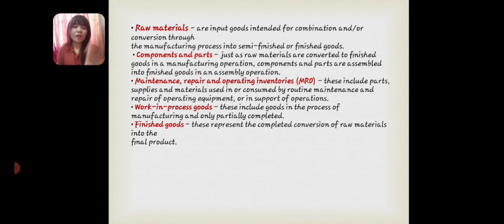Next is raw materials. So, ano nga ba ang raw materials? Are input goods intended for combination and or conversion through the manufacturing process into semi-finished or finished goods. Next is components and parts. Pag sinabi natin components and parts, just as raw materials are converted to finished goods in a manufacturing operation, components and parts are assembled into the finished goods in an assembly operation.